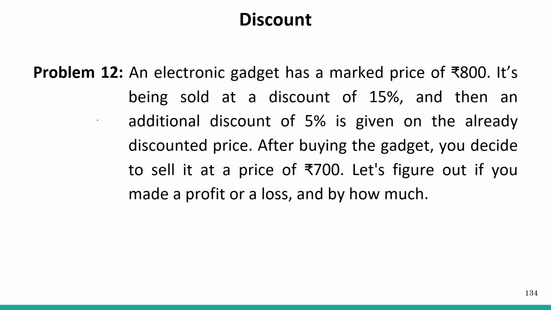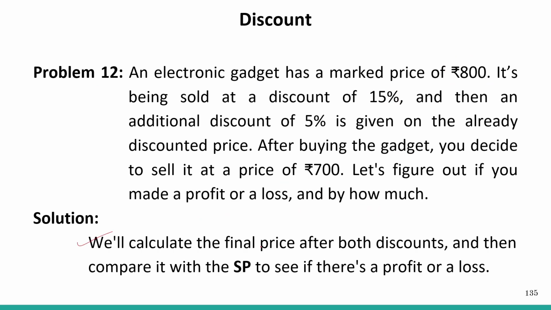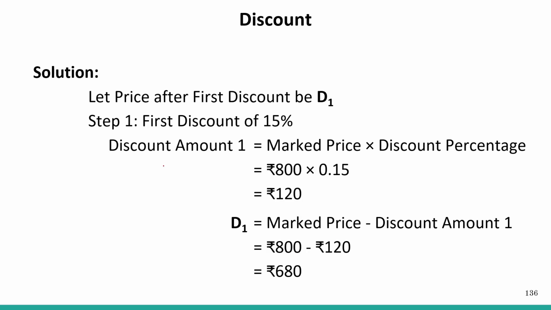Okay. So let's see problem number 12. An electronic gadget has a marked price of 800 rupees. It is being sold at a discount of 15% and then an additional discount is given on the already discounted price. After buying the gadget, you decide to sell it at a price of 700. Let's figure out if you made a profit or loss, and if so, by how much. So we calculate the final price after both discounts and then compare it with the SP to see if there is a profit or a loss.